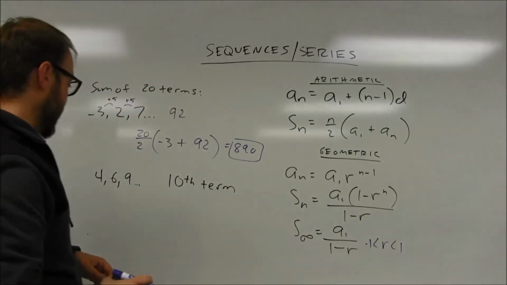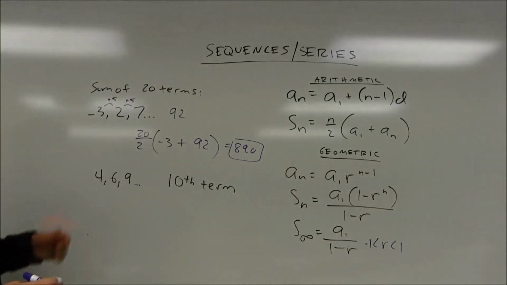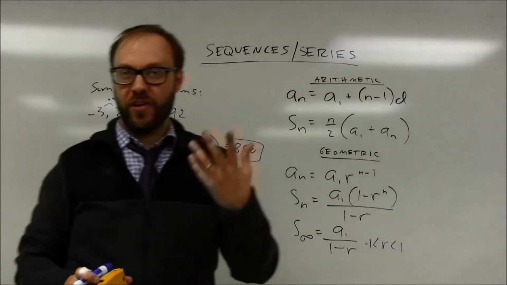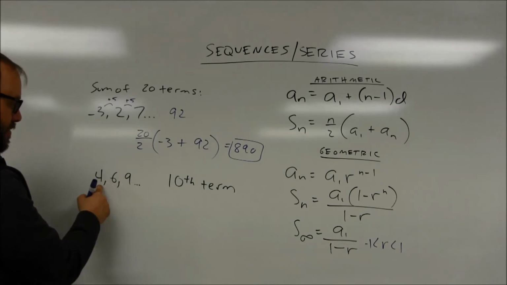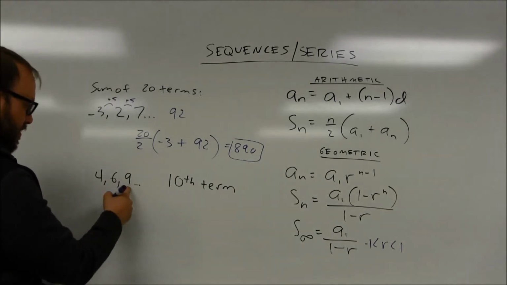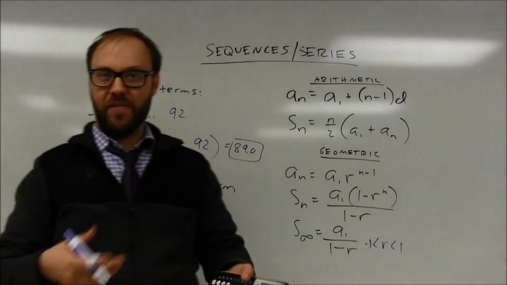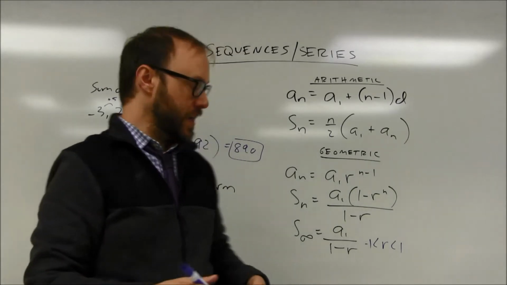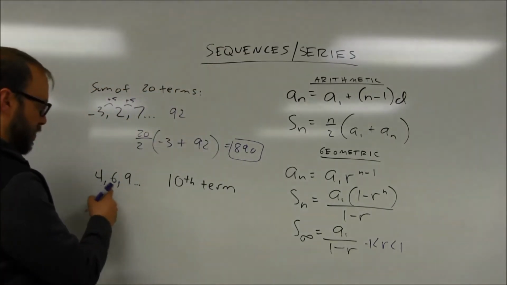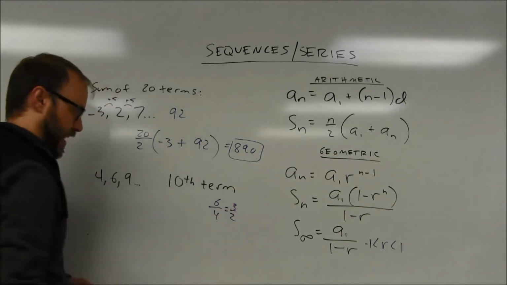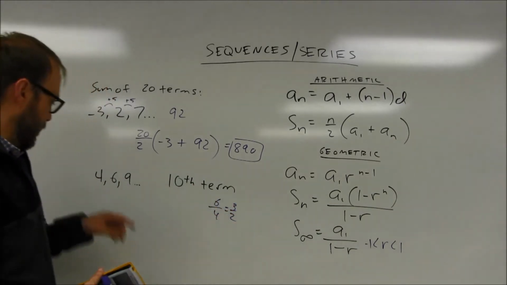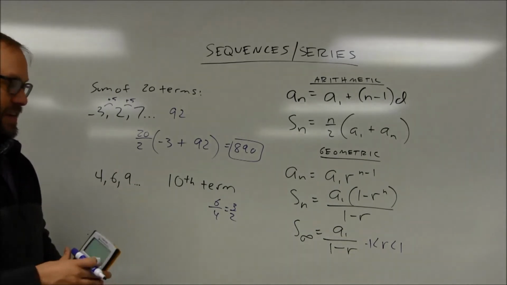Okay, for the second part here, it's geometric, and you do need to figure out what your common ratio is. Remember, you can always take the second term divided by the first, or the third divided by the second, or whatever term divided by the one that comes before it. And so, for example, 6 over 4 here, 6 divided by 4 is 3 halves, okay, or 1.5. So that's what I'm multiplying by each time to get to the next term.